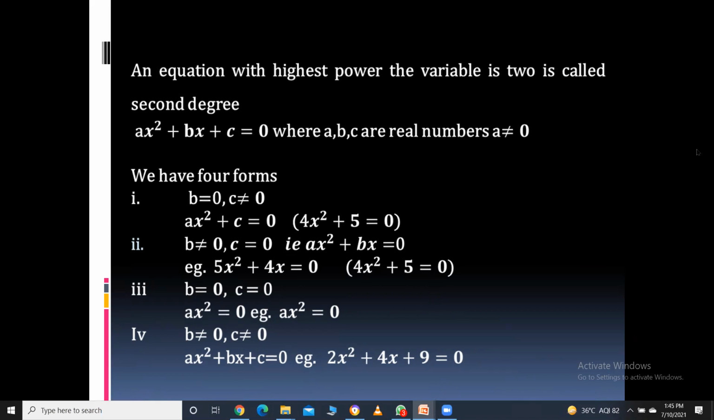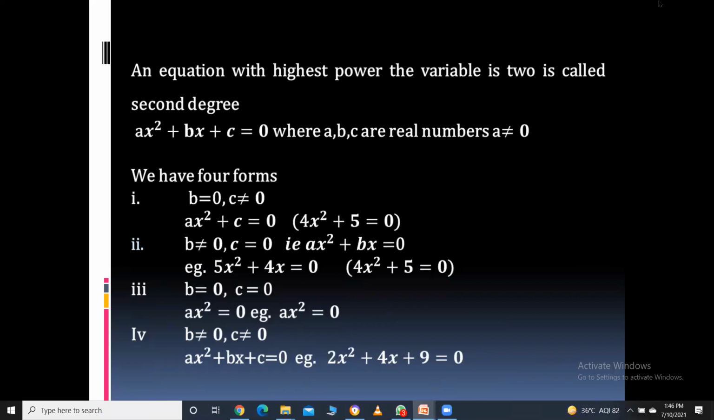Now, what are quadratic equations? A quadratic equation is one in which the highest power of the variable is 2. It is given by the standard form ax square plus bx plus c is equal to 0, where a, b, c are real numbers and a is not equal to 0, because if a is equal to 0, the whole term ax square will become 0 and it will no more be a quadratic equation.